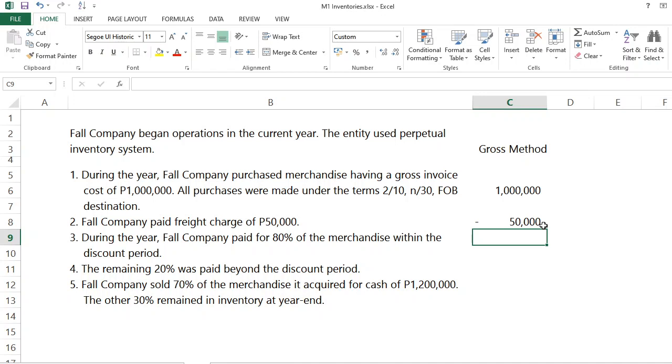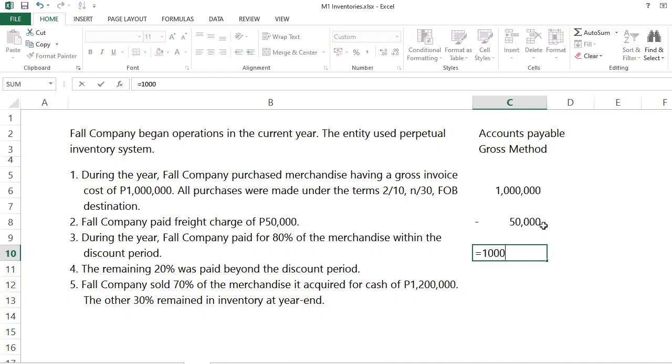Since ang ipangutang naman kay accounts payable, hindi naman affected si accounts payable sa discount, right? Ang maapektuhan lang man sa discount is your purchase discount account and ang cash na imuhang bayaran. Therefore, ganun pa rin. Minus, kano ba? 800,000 kasi 80% of your 1 million.